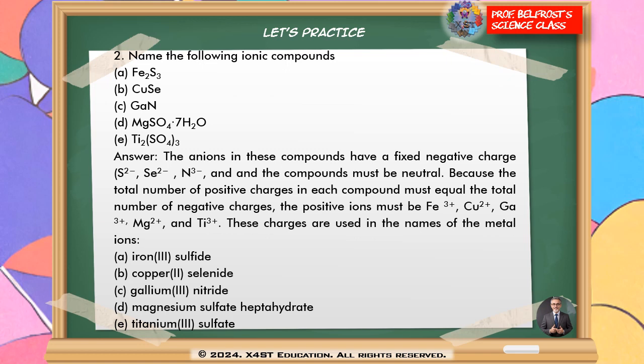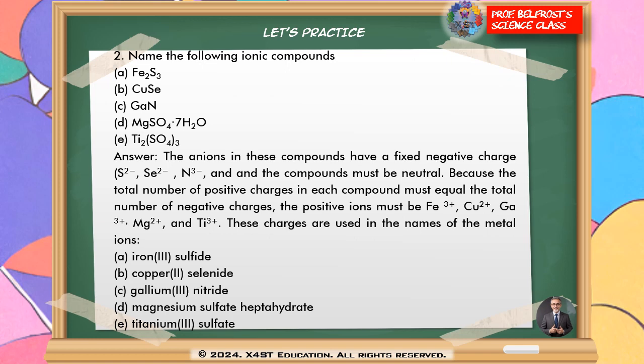The second problem is to name the following ionic compounds. So we have A, B, C, D, E. Here's the answer. The anions in these compounds have a fixed negative charge, like X-, S2-, N3-, and the compound must be neutral. Because the total number of positive charges in each compound must equal the total number of negative charges, the positive ions must be Fe3+, Cu2+, Ga3+, Mg2+, and Ti3+. So the charges are used in the name of the ion.